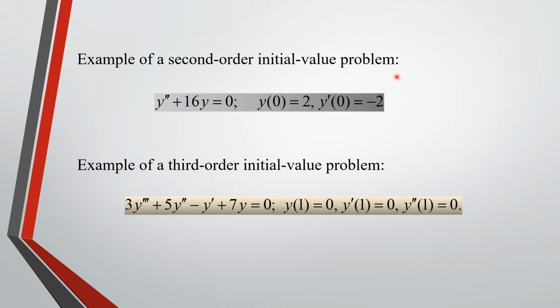We can extend our understanding of the second order initial value problem to a third order initial value problem: 3y''' + 5y'' - y' + 7y = 0. So this is a third order linear differential equation, and the equation is followed by three initial conditions. The example shown here: y(1) = 0, y'(1) = 0, y''(1) = 0. So this is an example of a third order initial value problem.